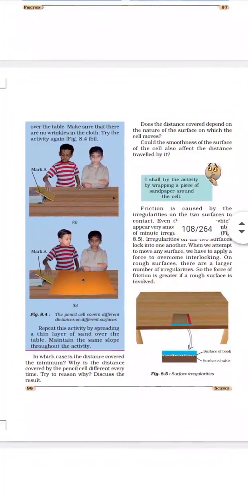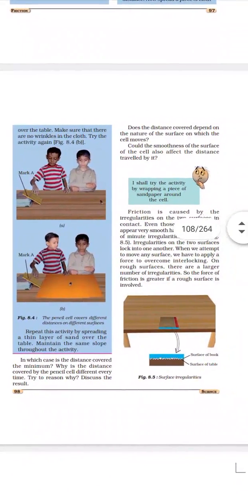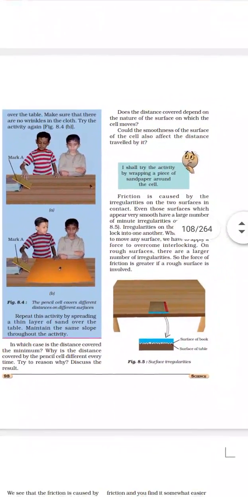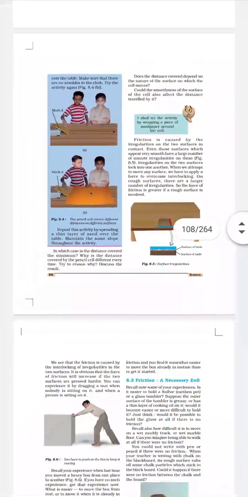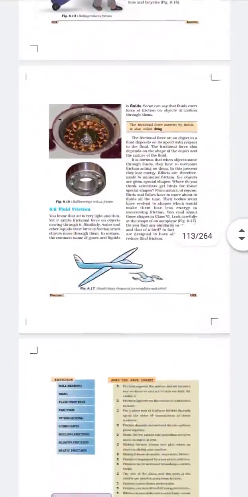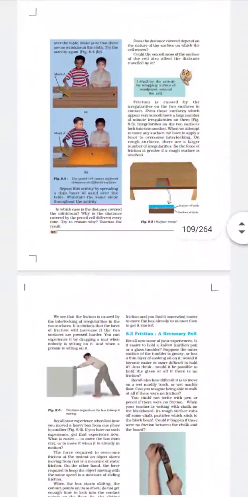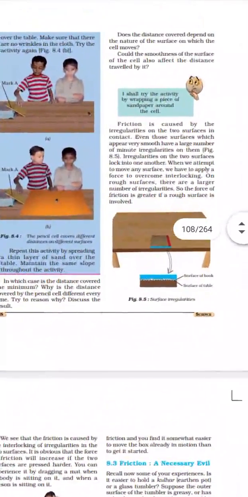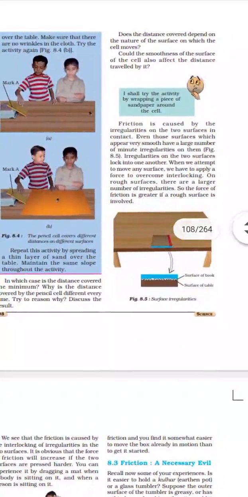In which case is the distance covered the minimum? Why is the distance covered by the pencil different every time? This is all due to frictional force. Friction is caused by irregularity in two surfaces in contact. Even those surfaces which appear very smooth have a large number of minute irregularities on them.